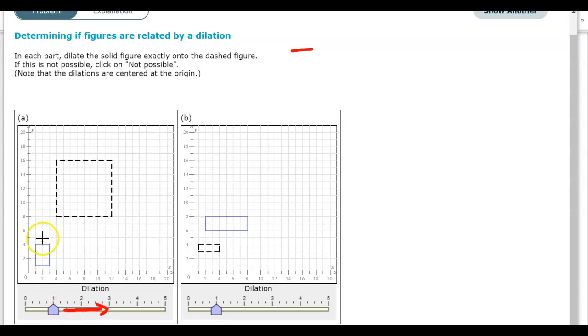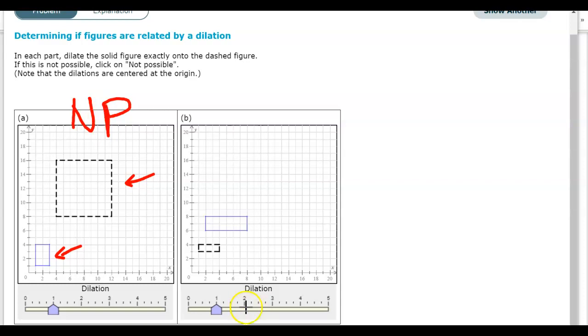And we're going to see if we can turn this figure here, the solid figure, into the dashed figure up there. Now I can tell by looking at this that this one up here is a square, and this one down here is a rectangle. So there's no way I'm going to be able to turn a rectangle into a square just by making it larger or smaller. So this one here, we would definitely want to say that this is not possible.